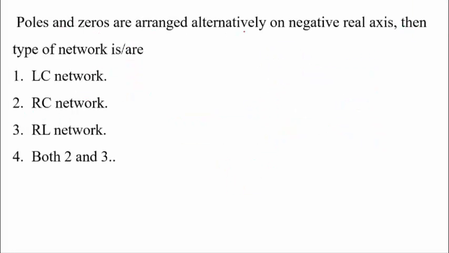Poles and zeros are arranged alternatively on negative real axis. Then the type of network is, it is RC network or RL network. So the option that's going to follow is option 4 is correct.